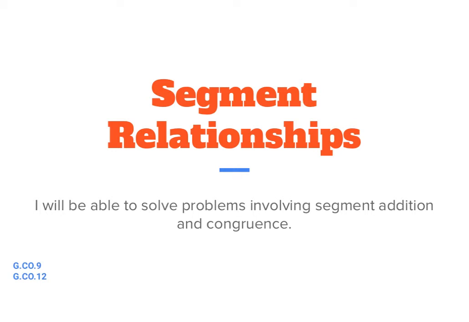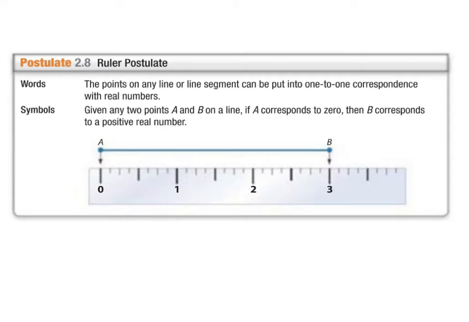Segment relationships. After watching this video, I will be able to solve problems involving segment addition and congruence. So first we understand that whenever I have 2 points on a line, I can basically measure its distance. So this is what the ruler postulate means. It's just telling you that if you have a line segment, you can measure its distance.